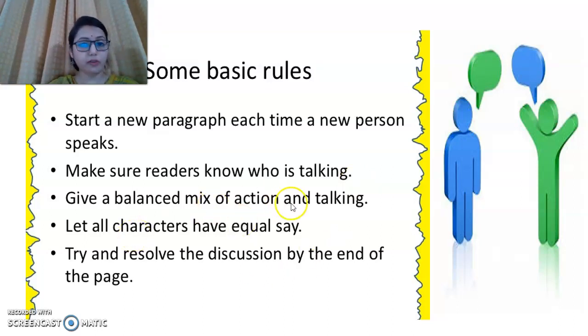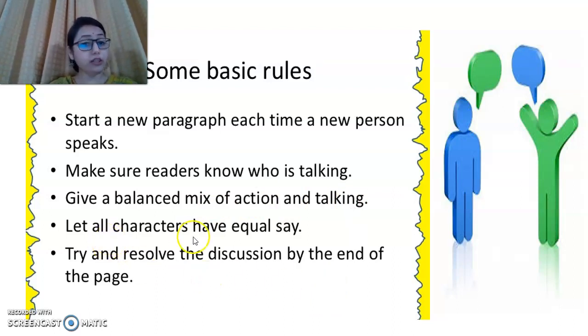Give a balanced mix of action and talking. That is, if only one is talking, one is giving a speech, and another one is entirely mum, with no words, that time it will not be a dialogue. So there must be a balance of action and talking.